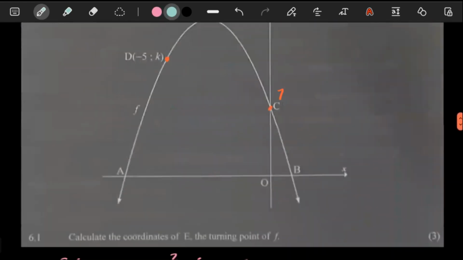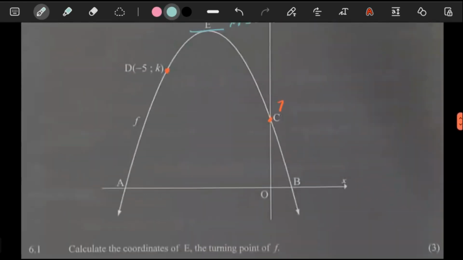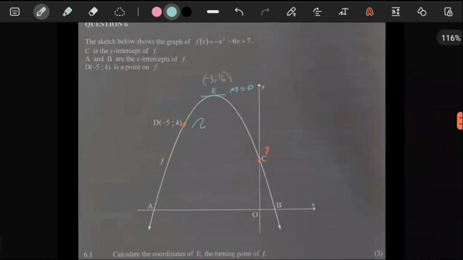Determine the equation of the straight line passing through C and D. Where is C and D? Oh, so they're saying we should get the equation of a straight line that would pass through C and D. Okay, so the straight line would look something like that.